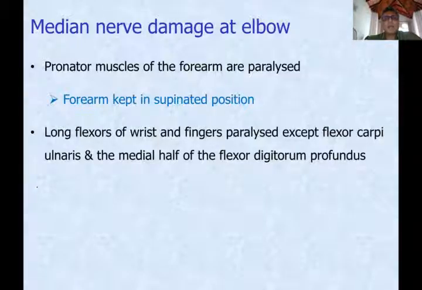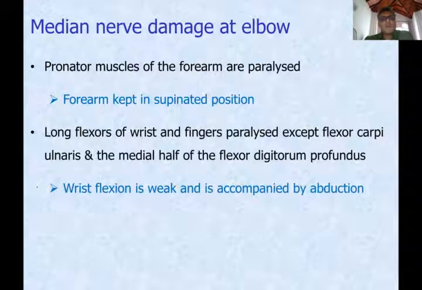So the remaining parts, all remaining long flexors, are paralyzed. Therefore, as a result, wrist flexion is weak, and the finger flexion is also weak, and the wrist flexion is accompanied by adduction. Okay, adduction. I could not correct it, because the flexor carpi ulnaris is intact, so it adducts. Abductors are gone, flexor carpi radialis is gone. So it's weak flexion accompanied by adduction.